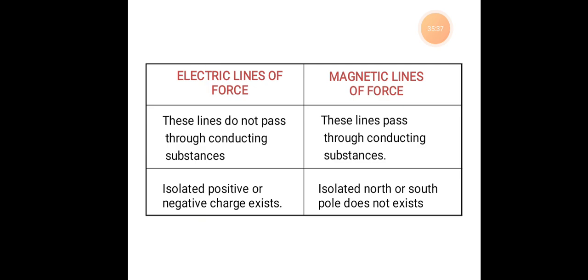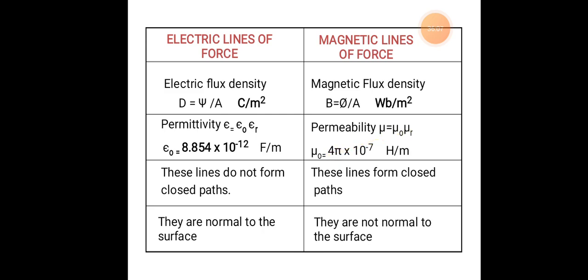Electric lines of force do not pass through conducting substances. In magnetic lines of force, these lines pass through conducting substances. In electric lines of force, an isolated positive or negative charge exists. In magnetic lines of force, isolated north or south poles do not exist. So those are the differences in the comparison between electric lines of force and magnetic lines of force.